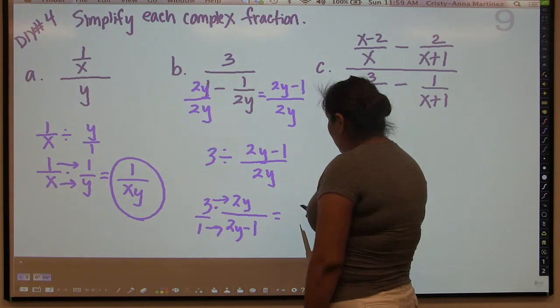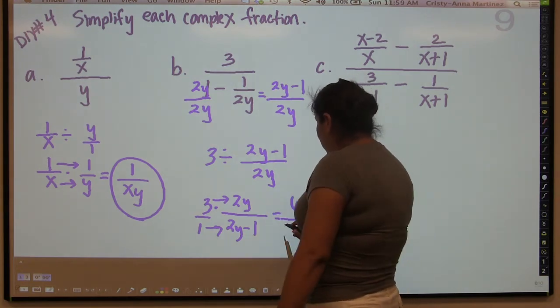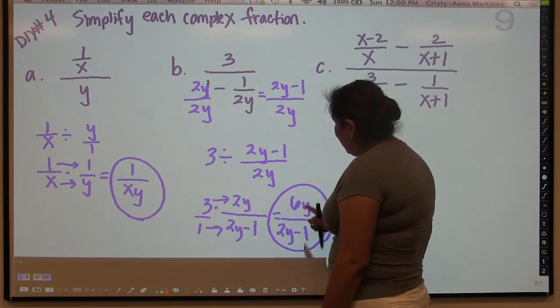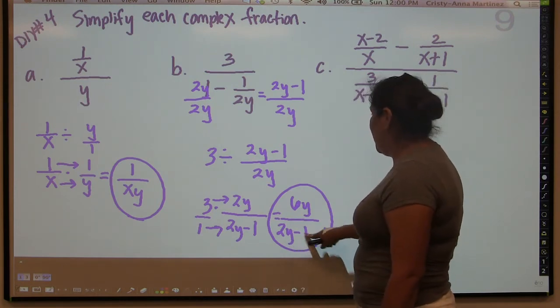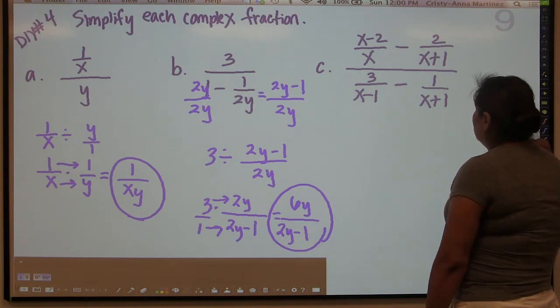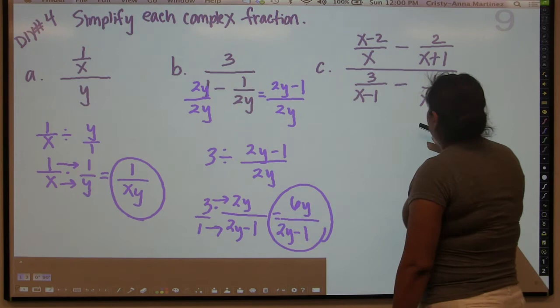So 3 times 2y will be 6y, and 1 times 2y minus 1 is just 2y minus 1. And no, you cannot cancel out the 6 and the 2 or the y for that matter, because you have subtraction happening right here. So that's not allowed. Alrighty? So then we're going to do the exact same thing with this last example.